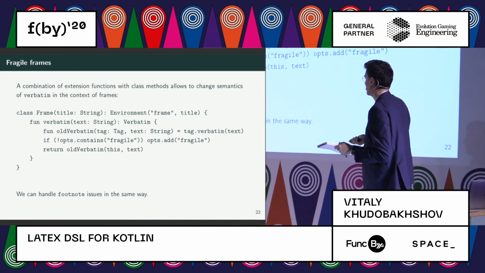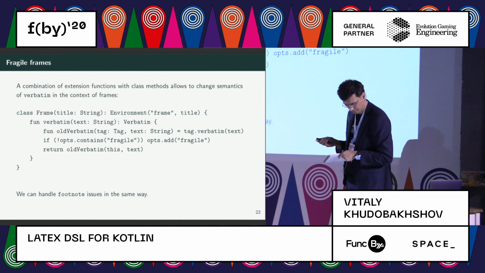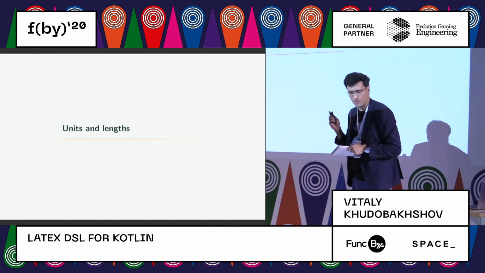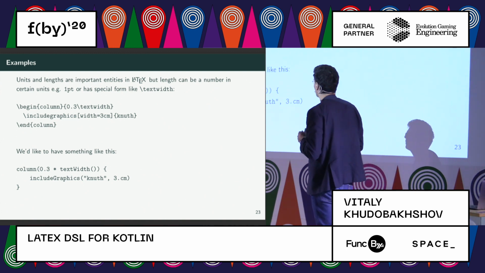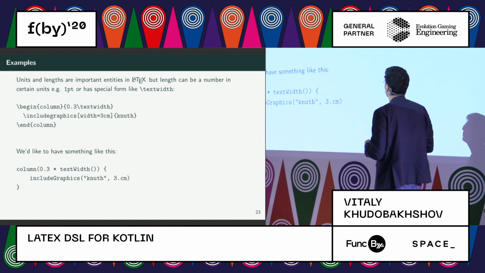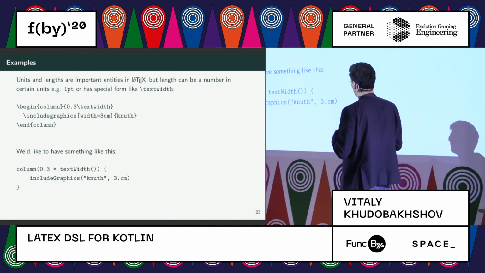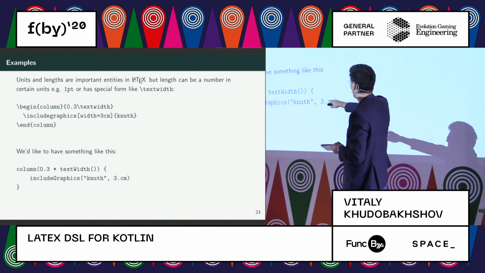So we can use the same trick, for example, to handle the footnote issue. It was very boring stuff about document structure, but it's much more interesting because, for example, I'd like to use some lengths in my document. For example, I'd like to have a multi-column document or multi-column presentation. So really, I have to operate with lengths, with units or special ones like a text width. So in Kotlin, I'd like to have something like that.